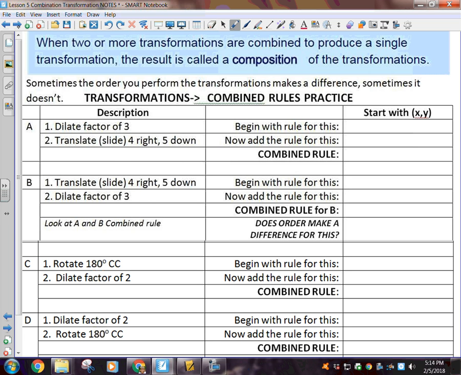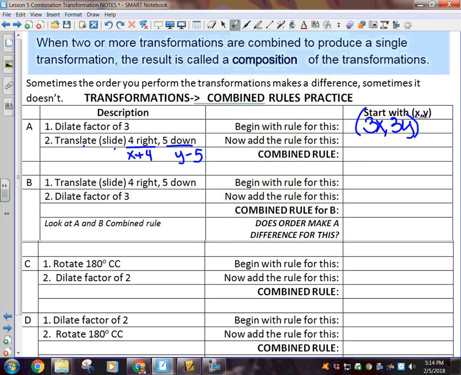I'm going to start with the rule that says x and y. So if I dilate factor of 3, I'm going to multiply every x by 3 and every y by 3. Okay. Now it's almost like I've already done the multiplying by 3. Now I've got to do what number 2 says. Translate or slide 4 units to the right. Now that's going to be when we do something with the x's, and down is when we do something with the y's. 4 units to the right is like +4. Okay? 5 units down is like subtract 5.